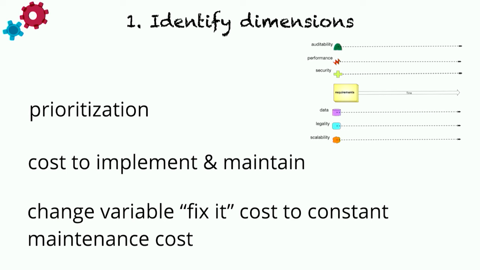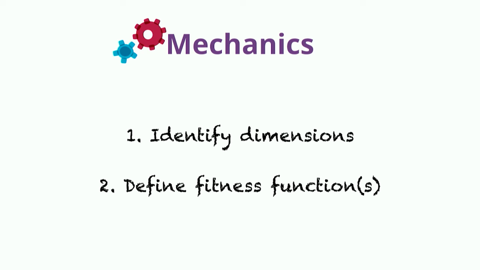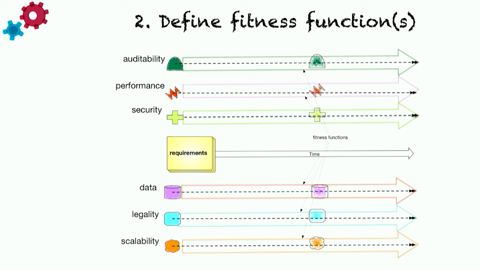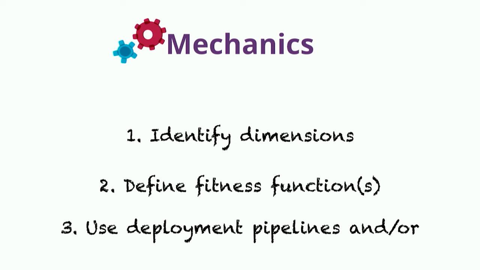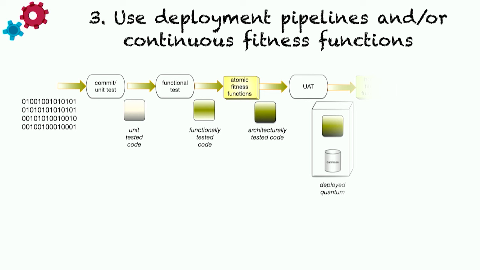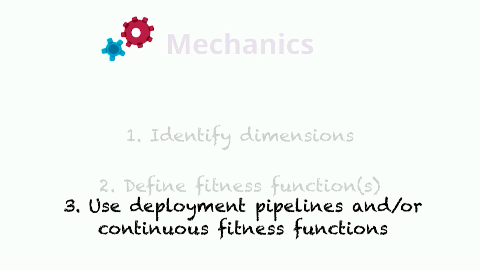Once you've identified and prioritized the dimensions you want to support in your architecture, then you can define fitness functions for them. These are the guardrails that you create for your architecture over time to make sure that all those things behave the way that you want them to. And then use deployment pipelines and/or continuous fitness functions to wire this up to make sure that things still work correctly. This is definitely something that you do initially as you start a project because that's when you identify what kind of architectural pattern you want to support.